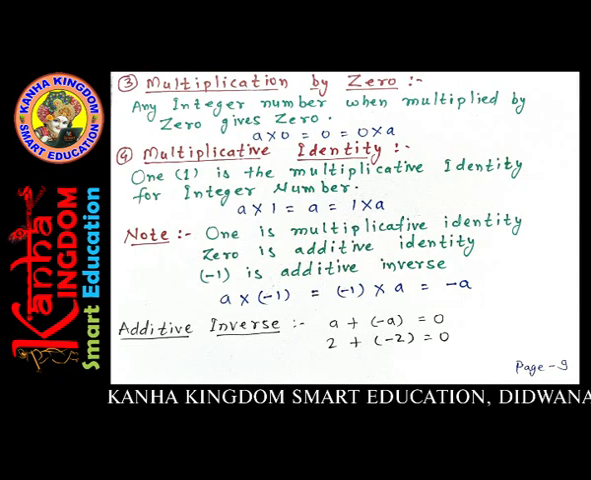What is additive inverse? For a digit, what we can add to it to give answer 0. For a positive digit, we can add the same negative digit to give answer 0. A plus -a is equal to 0. For example, 2 plus -2 is 0.